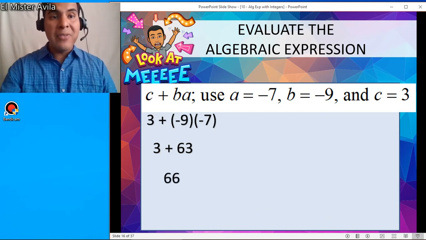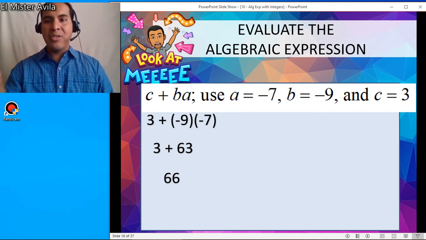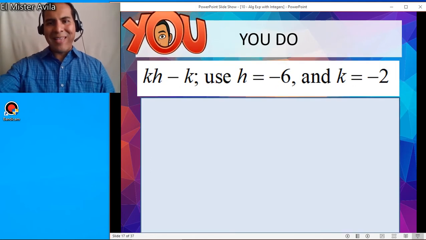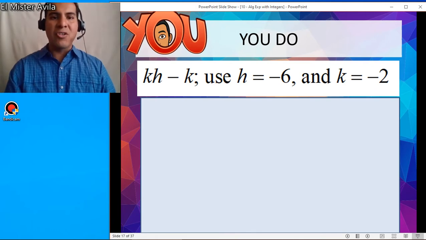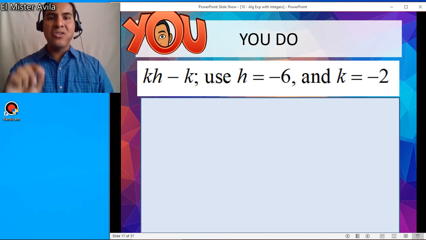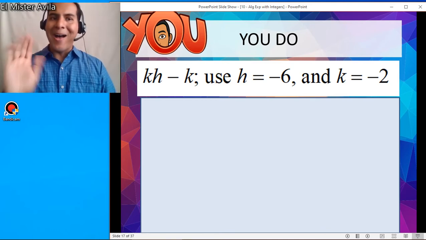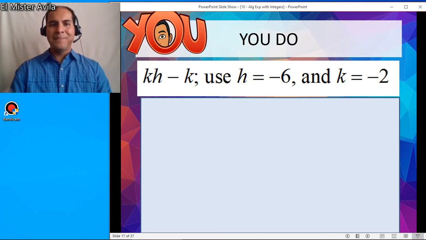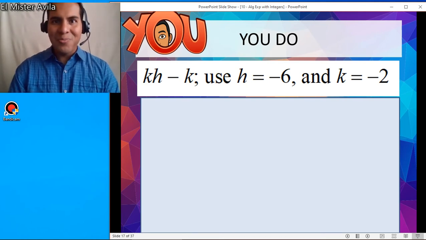So we say the value of this algebraic expression is 66 when A is equal to -7, B is equal to -9, and C is equal to 3. Your turn. You're up. Use the previous example as I set it up so that you can do this one. Try to find the value of this algebraic expression, K times H minus K, and use those values for H and K that are given to you. Pause the video, and when you are ready, move on to see if you have it correct. And the answer is coming up in 3, 2, 1.